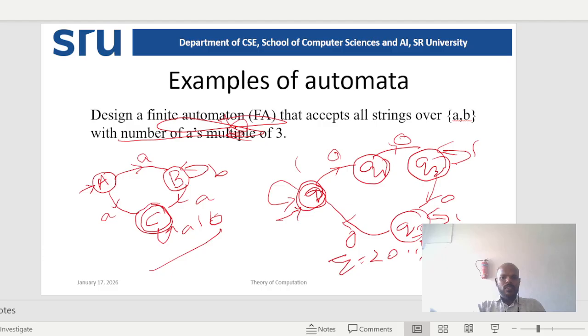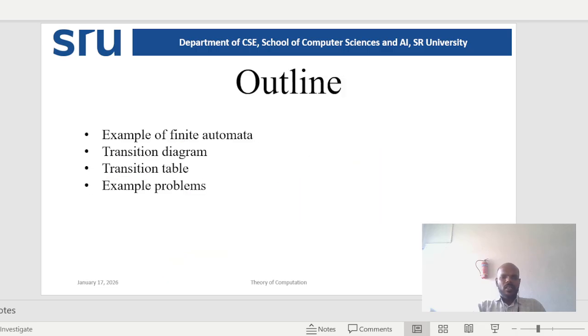We will discuss the remaining topics, as we mentioned in the initial section, like the transition table, transition diagram and example problems, in the remaining classes.